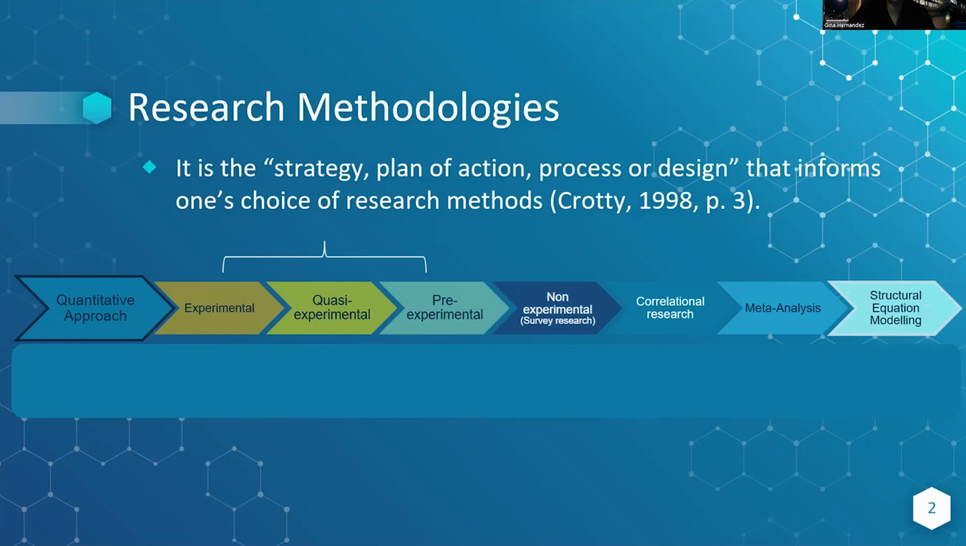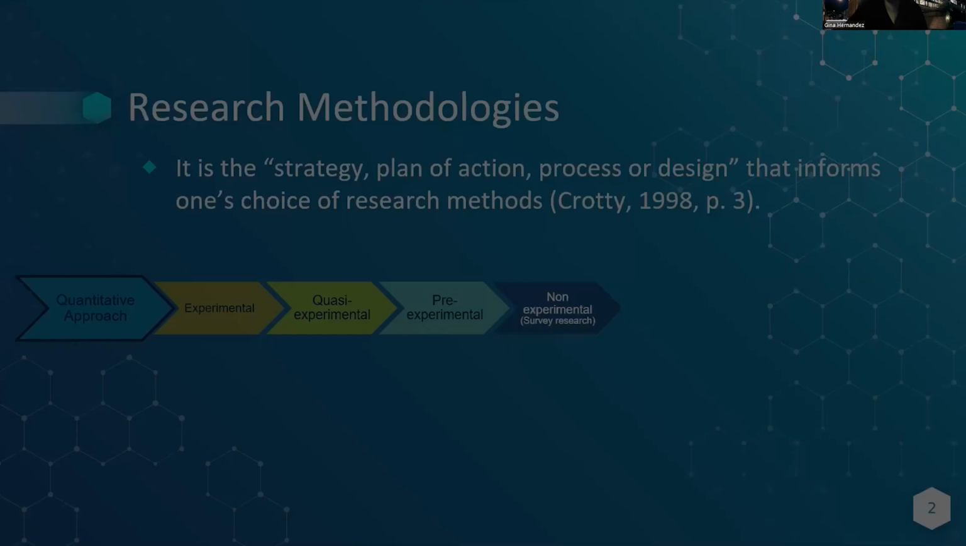So we will be here. Let me see if I can use the pen. So we will be here. We will discuss experimental, quasi-experimental, pre-experimental. In our next session, we will be here, non-experimental and correlational methods. So this is just for you to know where we are, still within the quantitative approach. Just at the end, we will briefly discuss the qualitative approach, okay?